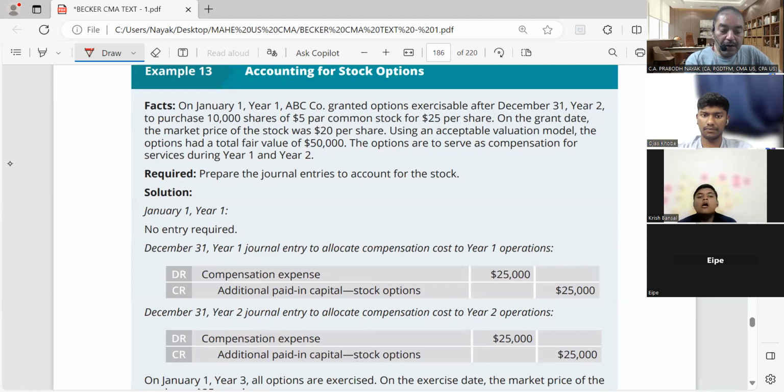What is the grant date? The grant date is January 1st, year one. What is the vesting period? 1st January, year one, up to December 31st, year two. That is the vesting period. What is the vesting date? December 31st, year two is the vesting date. Now, what is the fair value of the shares? Fair value of the shares is $50,000.